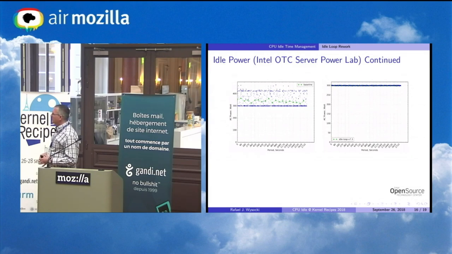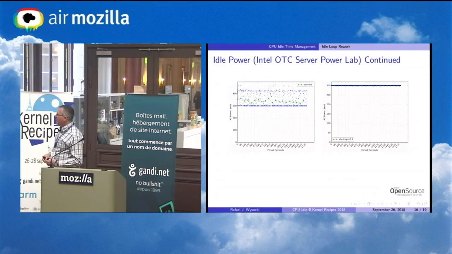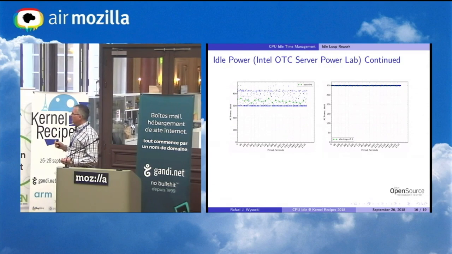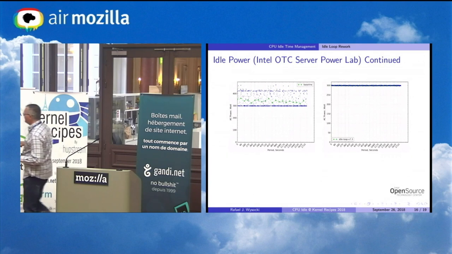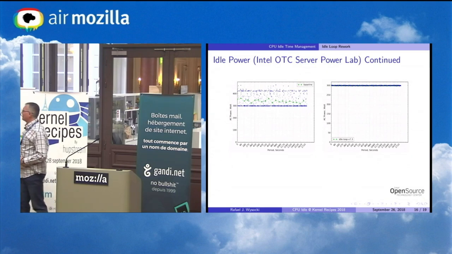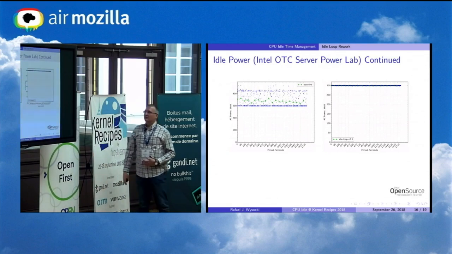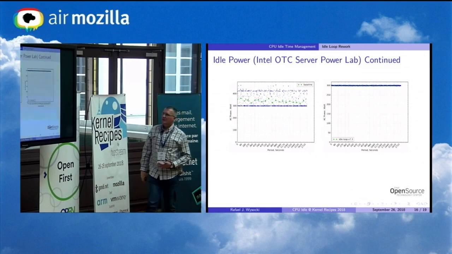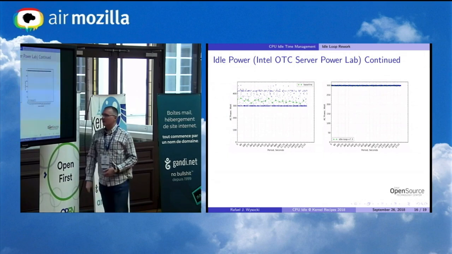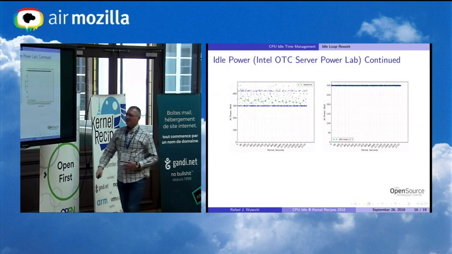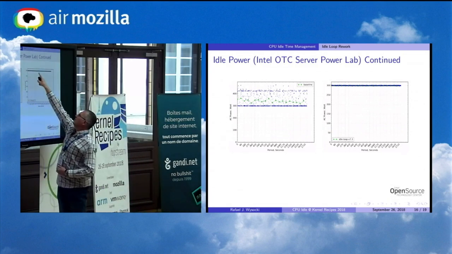Every blue dot in the graph on your left-hand side is a single measurement of power. The green line is the running average power before the change, and the red line, which is not visible because it is included in this blue thing, is the running average power after the change. Actually, the graph on your right-hand side is after the change, and the scale is different. This is 300, and this is 300. So actually, this is this line.